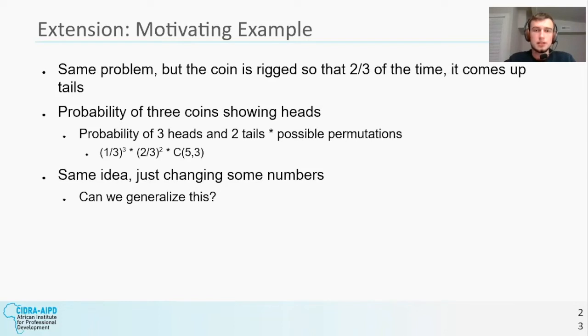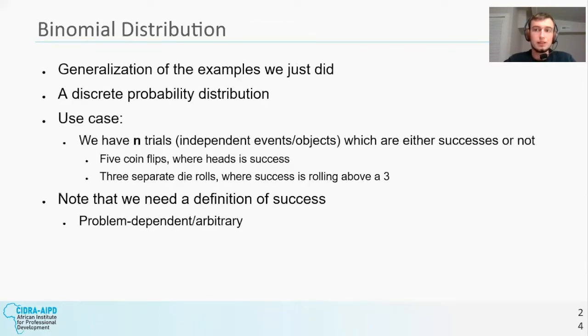So can we generalize this? The answer is yes, we can, and it's called the binomial distribution. So this is a discrete probability distribution, and it's a generalization of what we just did. So the scenario is this: we have n trials, which are either successes or not. These trials, you can say yes, a success, no, it's not.